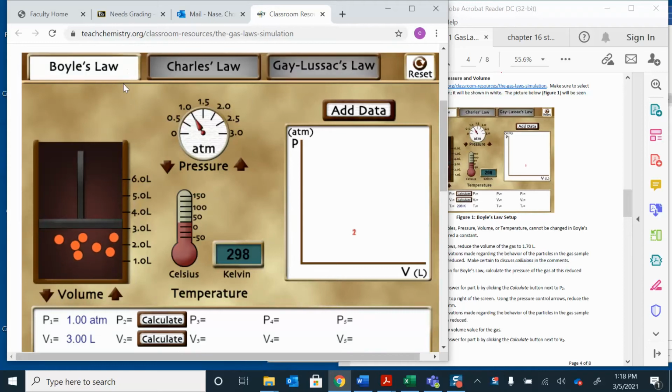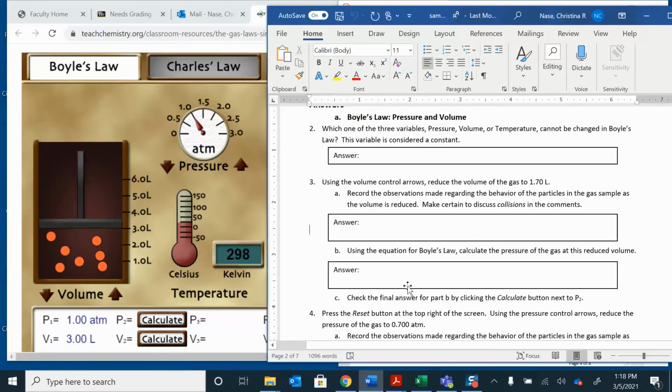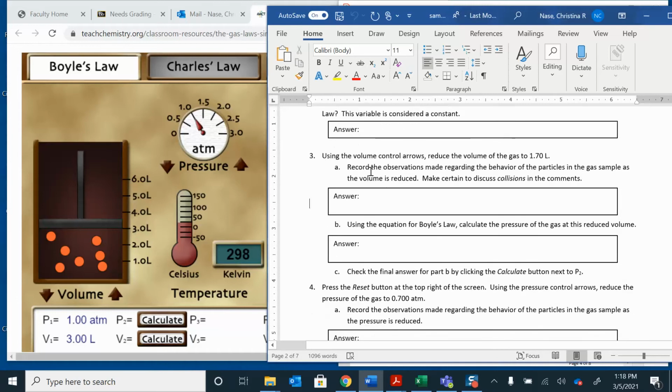If we're starting with Boyle's law, you can see the molecules, those little red balls there. Those are gas molecules that are bouncing around. You're going to have your procedure here. It might also be helpful to have your data sheet open so you can answer these questions as you go along. Which variable is held constant here? It's going to be the one that can't change. Use the volume control arrow.